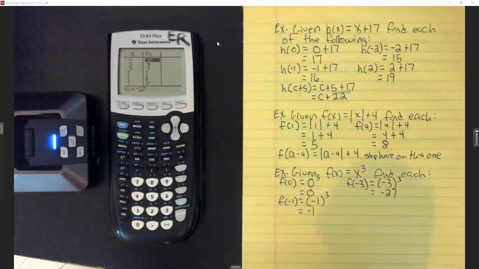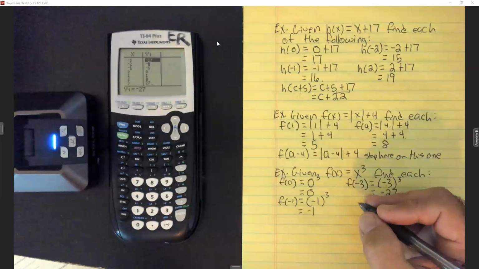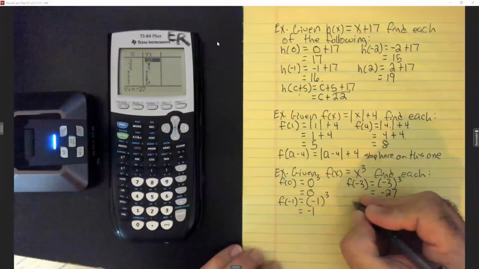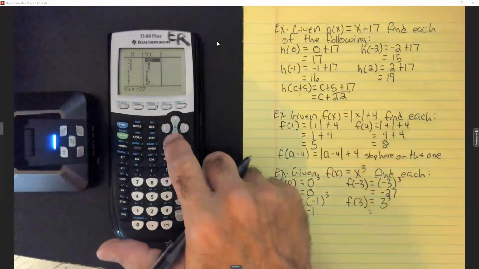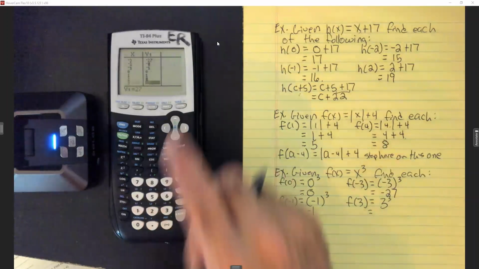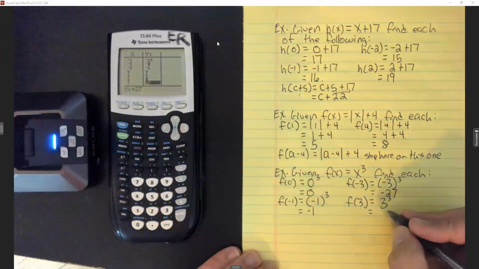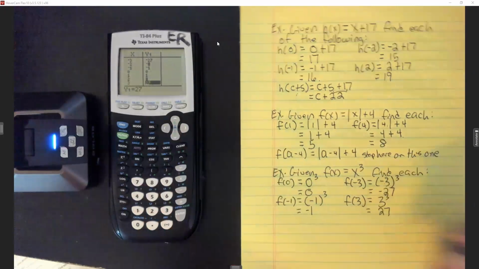f of 3, so this one's a positive 3, which will be 3 to the 3rd power. Over here, if I go down to 3, I see that I'm going to get 27, because 3 times 3 is 9, and 9 times 3 is 27.